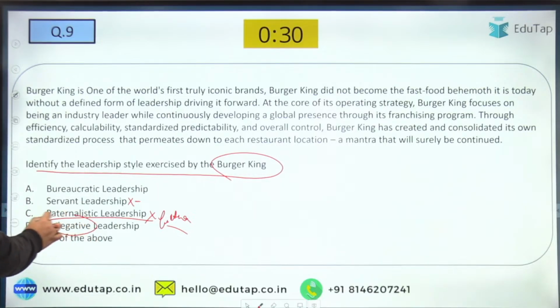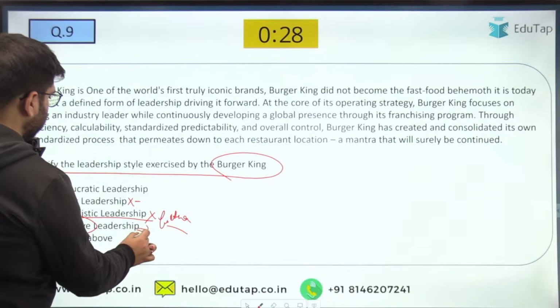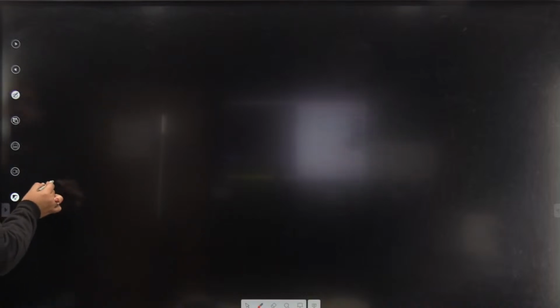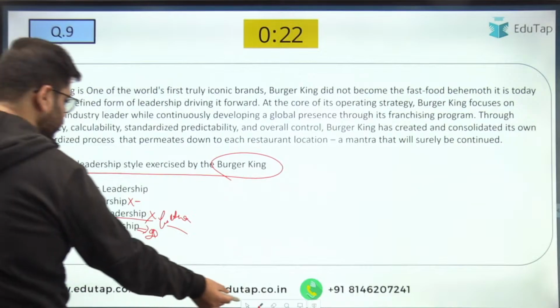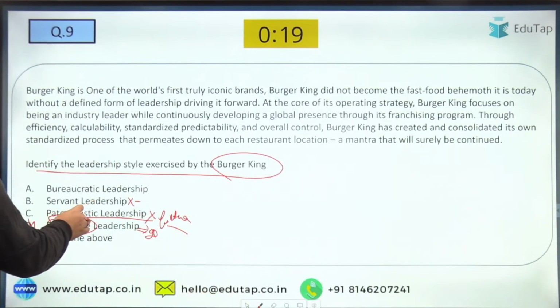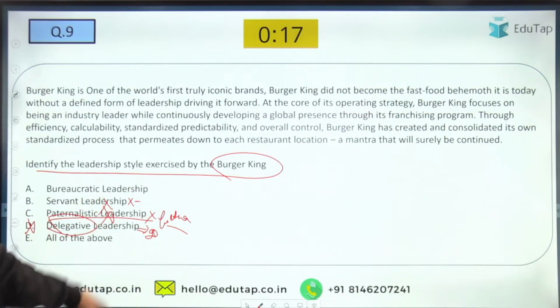Delegative basically means that you give the entire control to your group members. So your options D, C, and B are obviously eliminated.